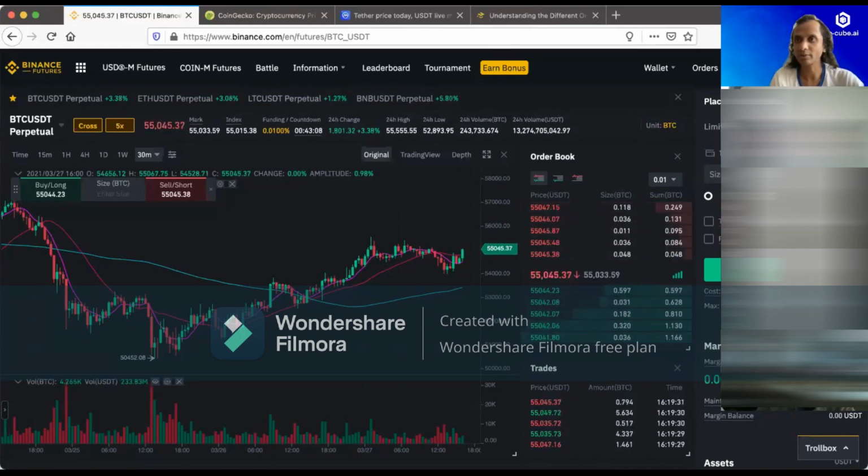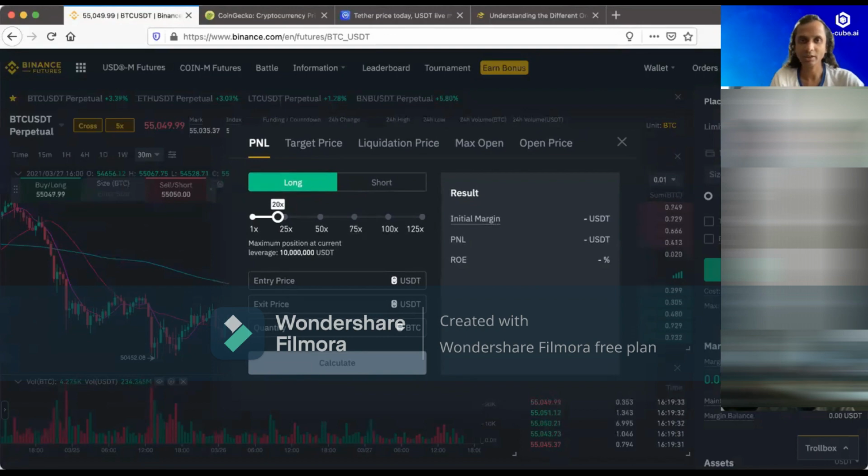showing you the calculator, right? So here is a calculator. You can just get an idea. For example, if you're trading at 5x, let me say you are entering Bitcoin here. And when I'm moving the cursor, can you see it, guys?